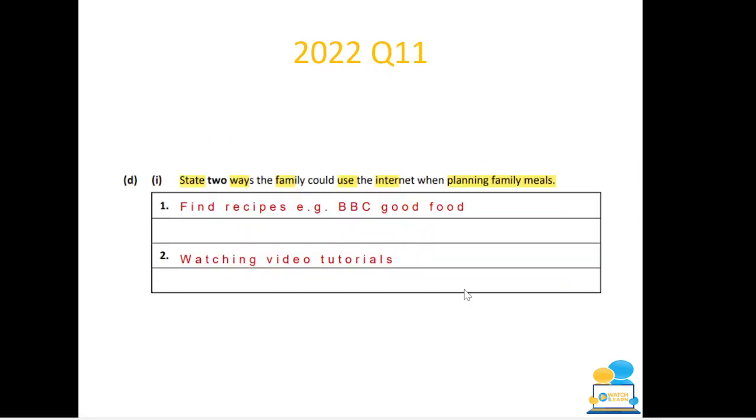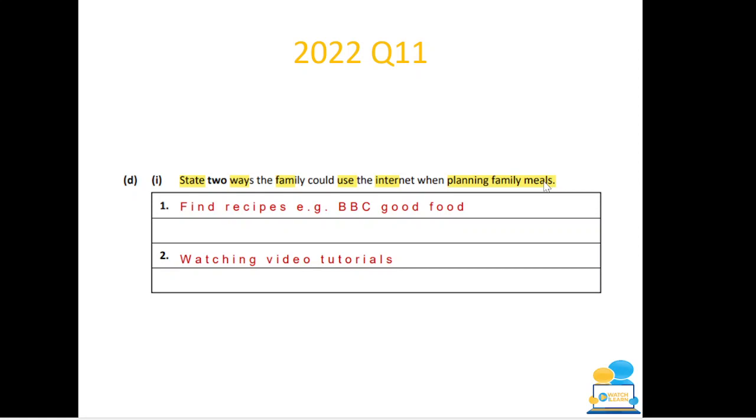So question, this is 2022, question 11, okay? State 2 ways the family could use the internet when planning family meals. State, again, I know this is going to be a short question. I'm going to just be writing a small amount of information. I've highlighted ways, family, use internet, planning meals, okay?